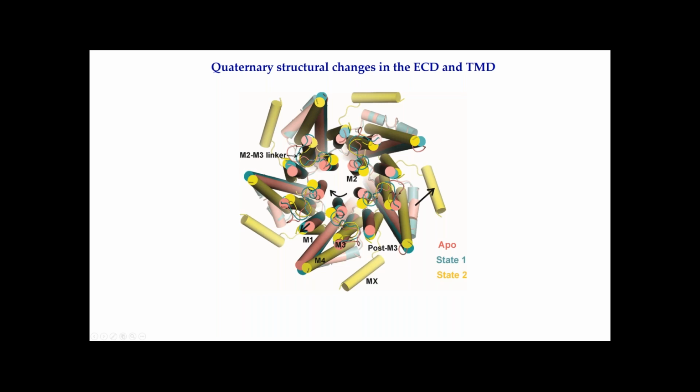An interesting observation from comparing these three conformations is that the MX, so this helix right here that forms a belt at the periphery, undergoes a large conformational change going from APO to state 1 and eventually to state 2. And also the transmembrane helix M4, which is referred to as the lipid sensor in this class of channels, which is at the periphery of the receptor, also undergoes significant conformational change.